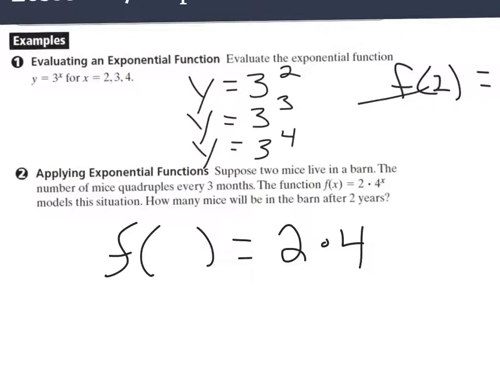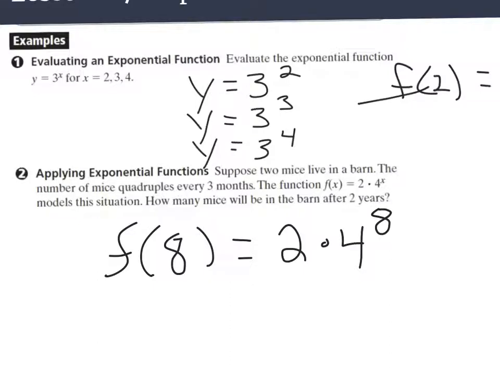Now, since it quadruples every 3 months, and we want to know how many mice are in the barn after 2 years, I want you to think about how many 3-month segments are in 2 years. And that's what we're going to replace that x with. And in that case, it's 8. So there are 8 what I would call generations or cycles happening in that 2 years in which the mice are going to quadruple. So it's going to be multiplied by 4, and then those mice are going to be multiplied by 4 again. So we replace it with the 8 there.